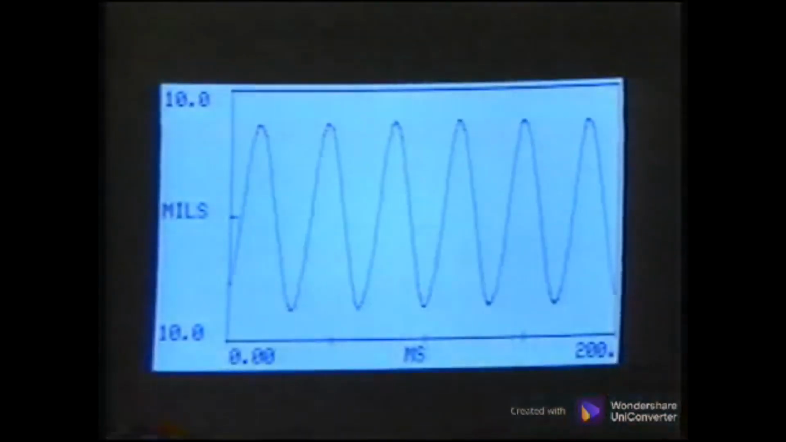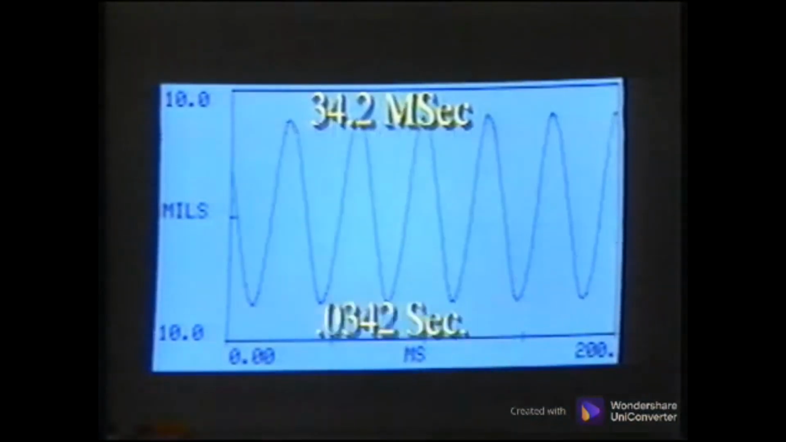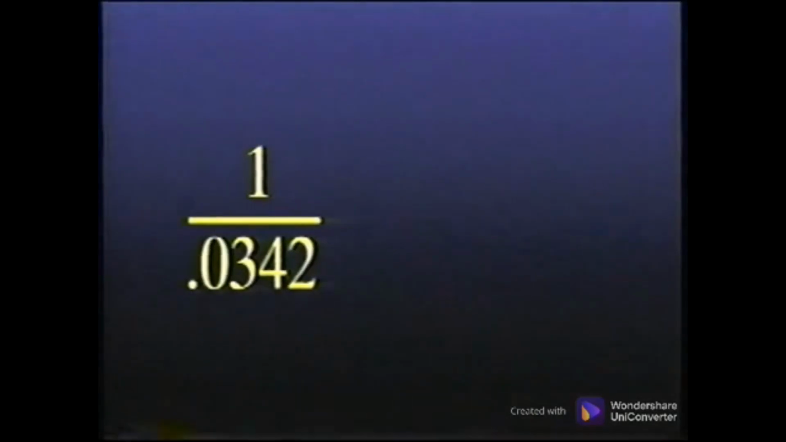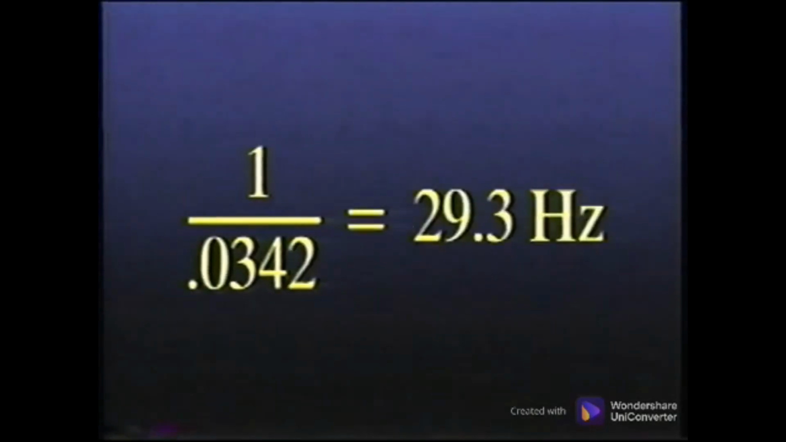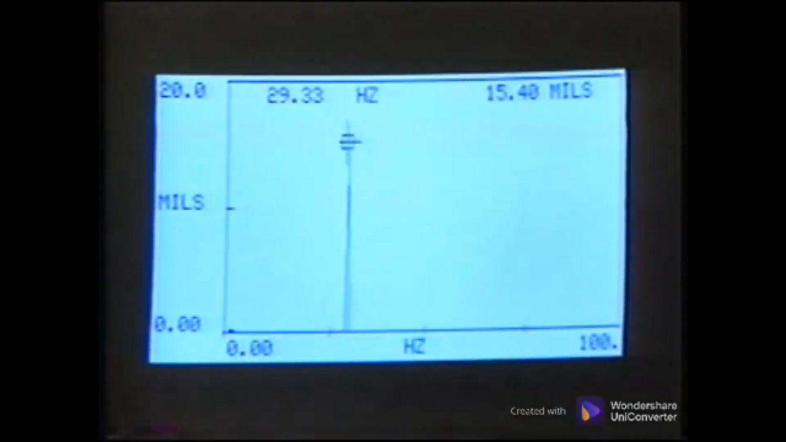For this waveform, the time between the cycles is 34.2 milliseconds, or 0.0342 seconds. Dividing this number into 1 yields 29.3 cycles per second, or hertz. This value is displayed on an FFT plot as a frequency of 29.3 hertz, or 1756 cycles per minute. This spectral data is commonly used in vibration analysis to determine problems and the severity.